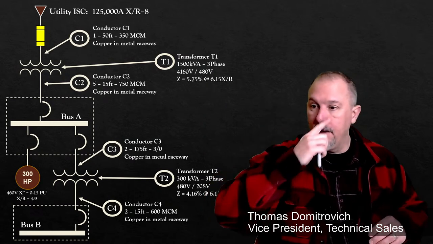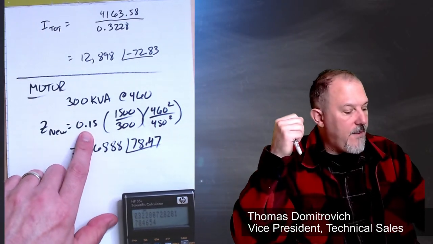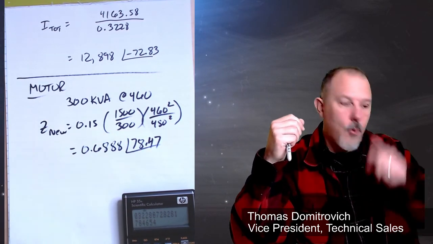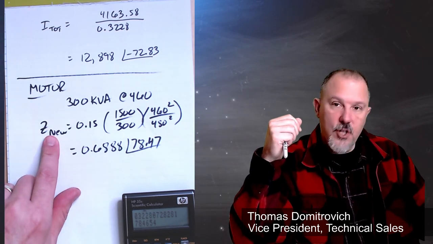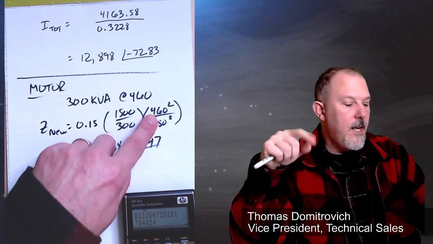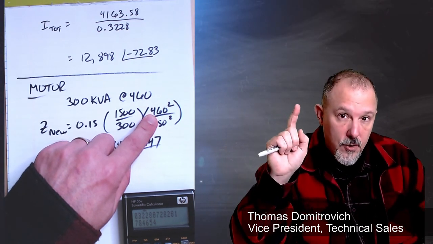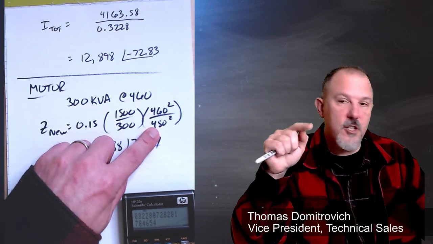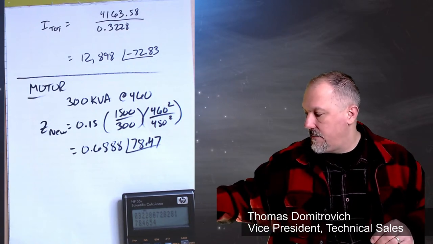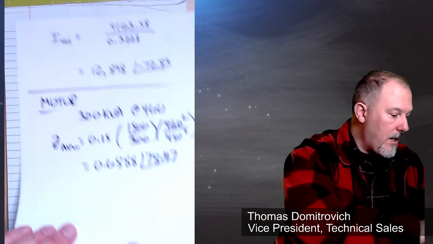The X to R ratio is 4.9, but it's at 460 volts. So I had to take the 0.15 off of the 460 volts and off of the 300, so I used that per unit equation. Z2 is equal to Z1 times kVA base 2 over kVA base 1 times voltage base 1 squared over voltage base 2 squared. So these are just inversed. All right, so we got 0.6888 at an angle of 78.47.